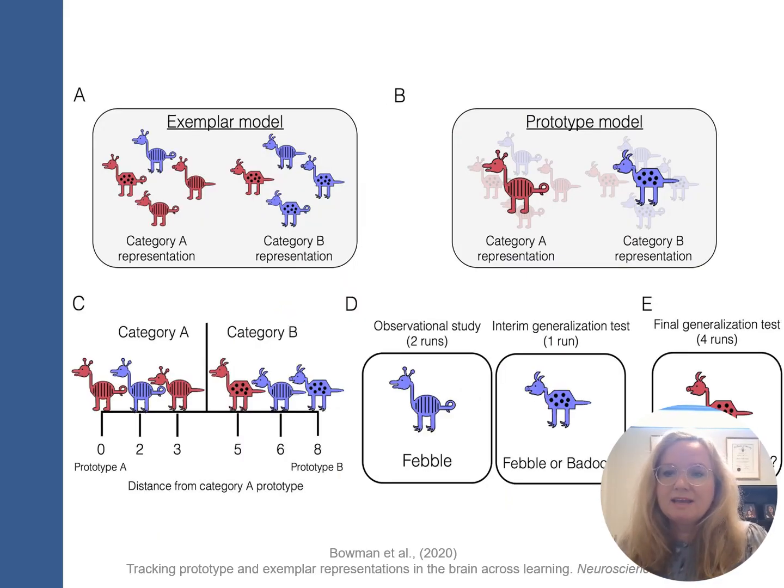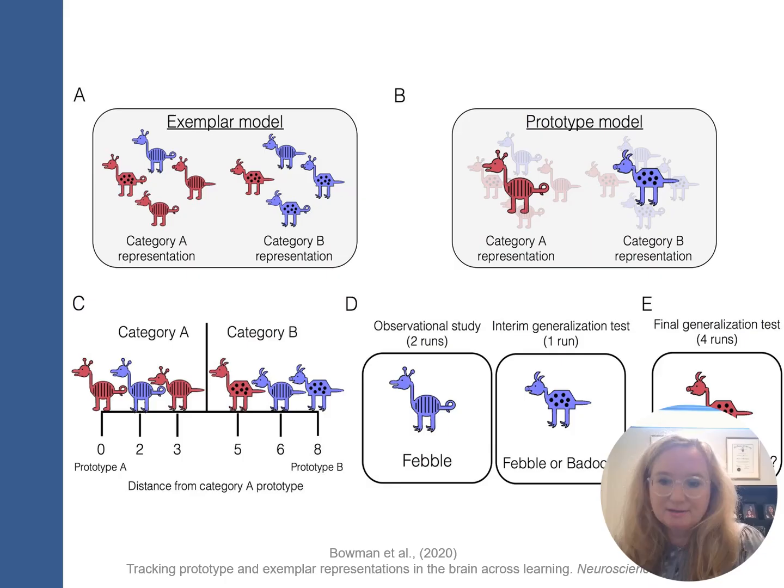So these are two sort of competing ideas. One idea is that we learn prototypes: we have a category representation that's a perfect example of a category, averaged across all the possible examples. Or you have an exemplar model, which is shown here on the left.